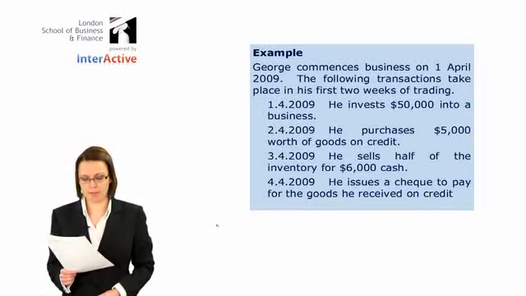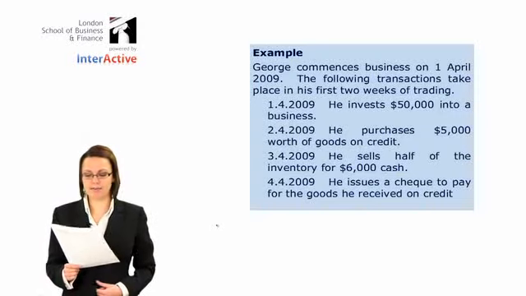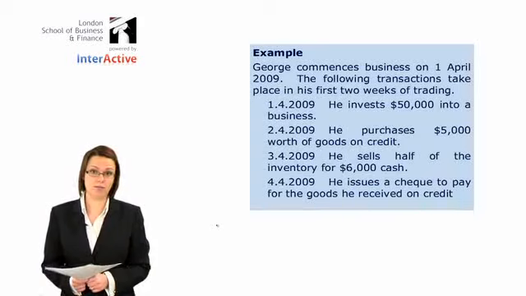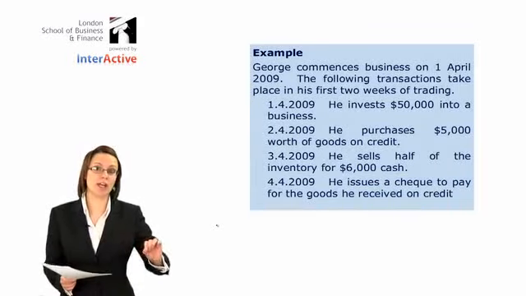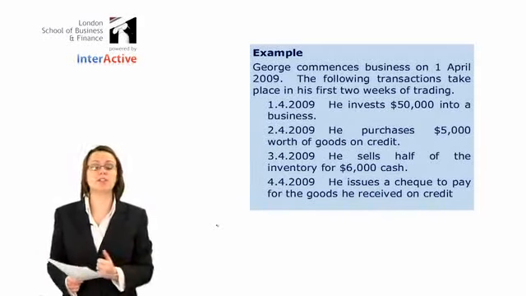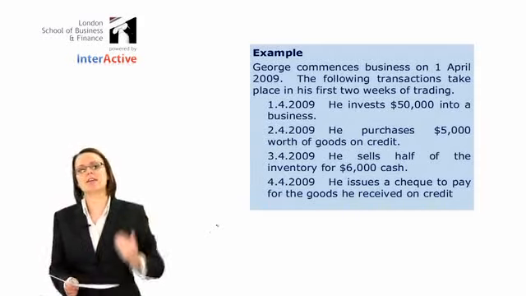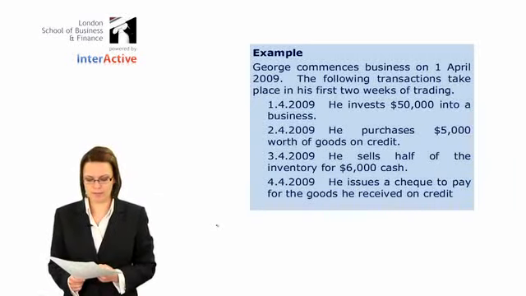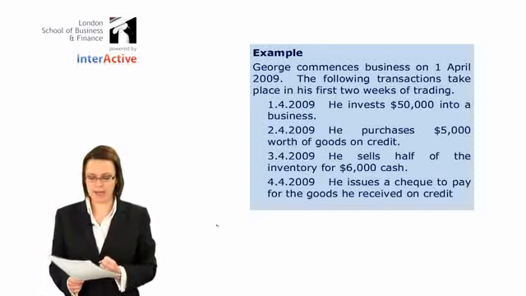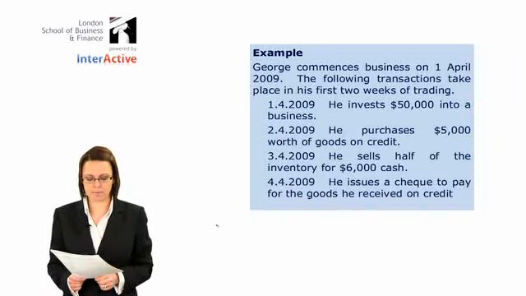On the 5th of April, he pays his rent for April for $450 by cheque. So again, George has written a cheque and given it to the company that he rents his property from, we assume, and he's paying that rent by cheque. So we need to think about what the dual effect would be for paying for that rent.